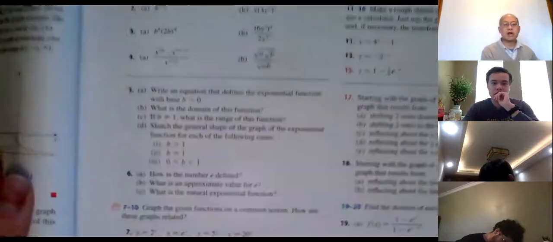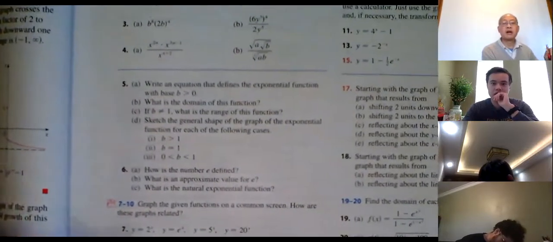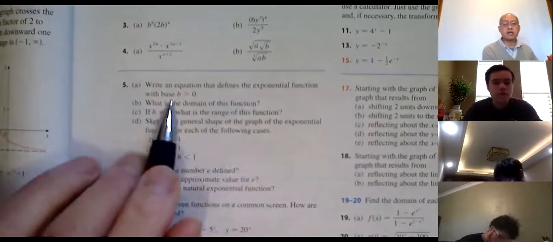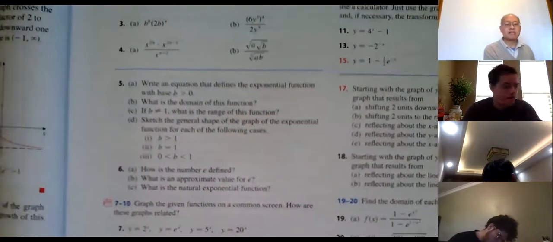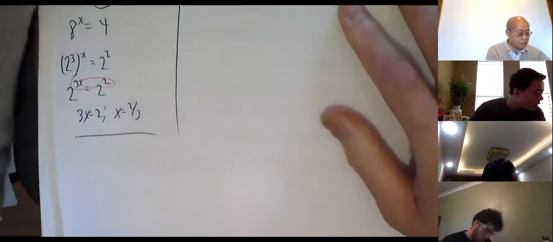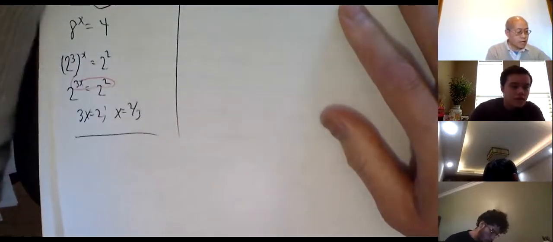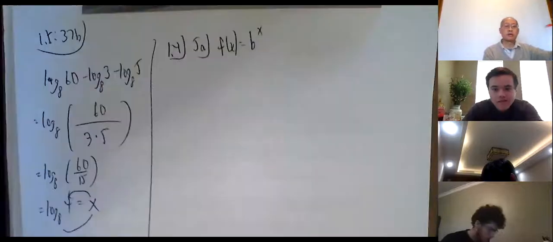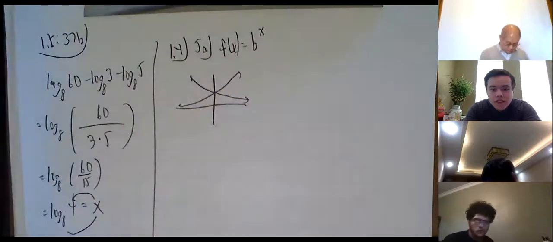Number 5, I think this one we just have to talk about it. Write an equation that defines the exponential function with base b greater than 0. That's basically just b to the x. Like this. So you call exponential functions, they all either look like that or like that.